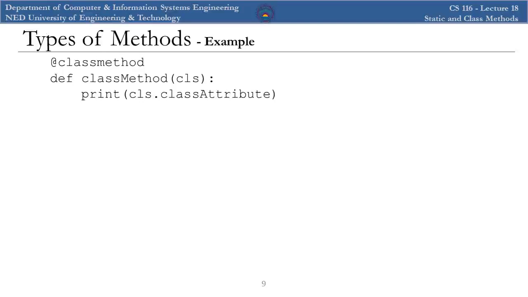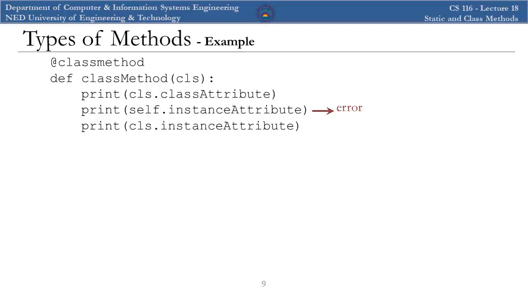This will print the class attribute on screen. Here I'm trying to access an instance attribute using self. Now the problem here is we do not have this self value inside this method, so I cannot do this. So this statement will generate an error. This means that you are not allowed to access any instance attribute from within a class method.